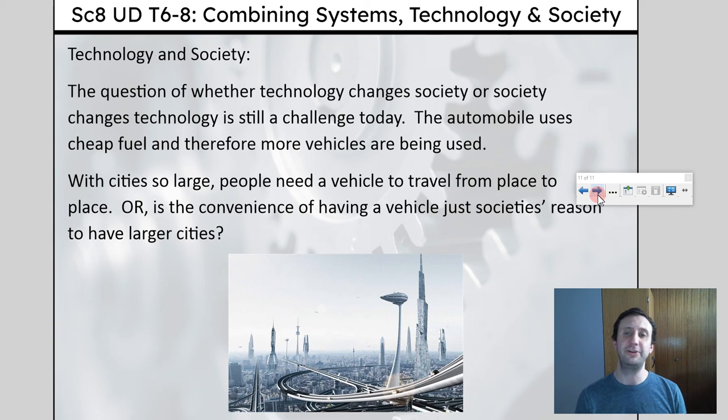The question of whether technology changes society or society changes technology is still a challenge today. Kind of a chicken and egg situation. Does society advance because technology advances, right? So technology comes first, then society adjusts, or is it that society creates a need for the technology and then the technology gets developed? It's a bit of both, honestly.